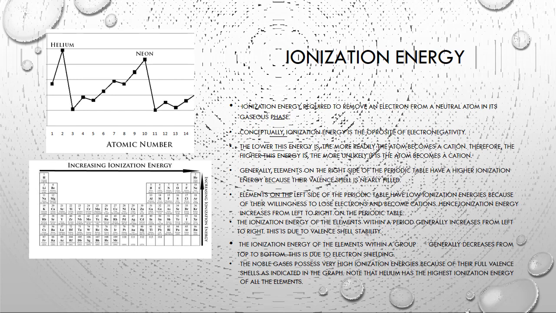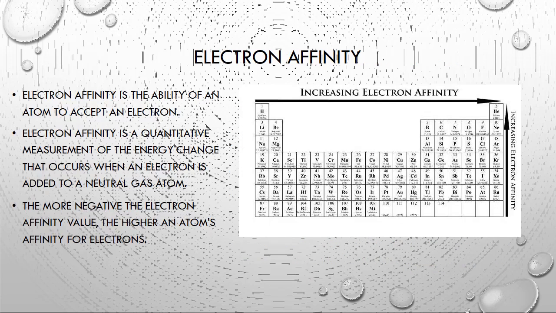Hence, ionization energy increases from left to right in the periodic table. The ionization energy of the elements within a period generally increases from left to right. This is due to valence shell stability. The ionization energy of the elements within a group generally decreases from top to bottom. This is due to electron shielding. The noble gases possess very high ionization energy because of their full valence shell, as indicated in the graph. Helium has the highest ionization energy of all elements.